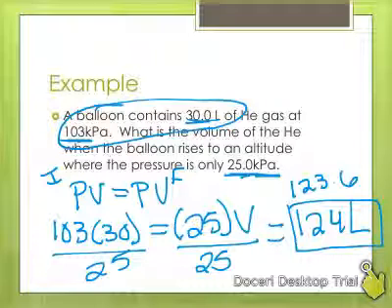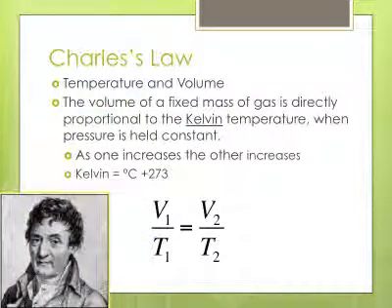All right, what's the second law? Does anybody remember the name of this one? What's the name of this law? Charles' law. Okay, Charles' law deals with temperature and volume. He says that the volume of a fixed mass of gas, so basically if we take gas and we don't add any and we don't take anything away, the volume is going to be directly proportional to the Kelvin temperature.